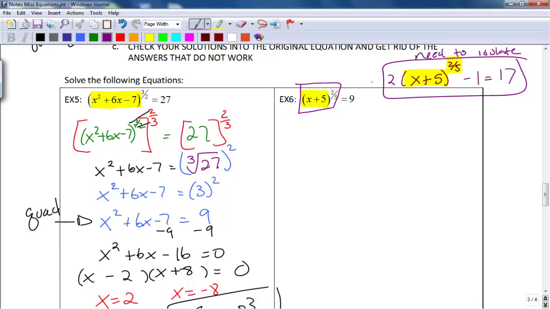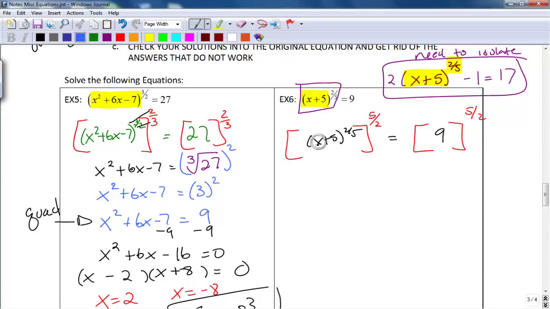But our current example, example 6, doesn't need to. So it tells us then, next step, raise to the reciprocal power. Well, the reciprocal of 2/5 is 5 halves. So I have to raise both sides to the 5 halves power. So I have x plus 5 raised to the 2/5 equals 9 raised to the 5 halves.